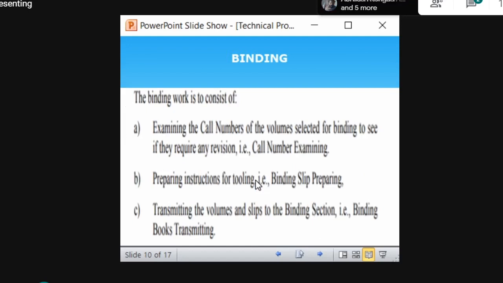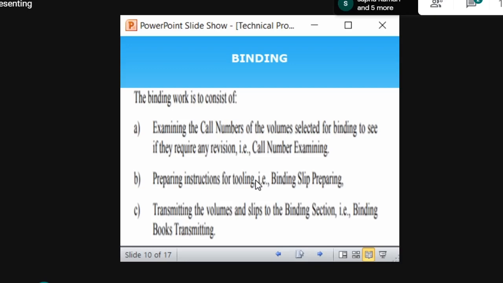So now they will bind it. In case certain books are very lean, and when you use them more than one or two times, they will tear and get damaged. In some books they will bind it, even if it is new, for longer preservation. So after doing this, certain books they will send to the binding section.